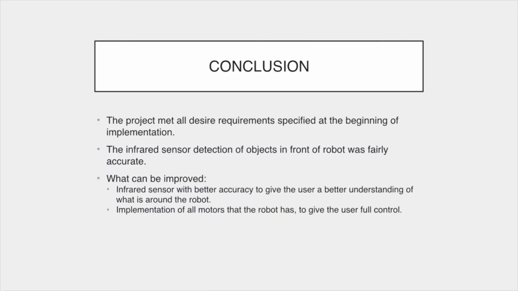Overall, the project met all the desired requirements that we specified at the beginning of the project. The infrared sensor was able to detect objects in front of it relatively accurately to warn the user not to move into that object. Future implementations can include a better infrared sensor to give the user a better understanding of what's around the robot, and implementing all the motors the robot has to give the user full control of the robot.